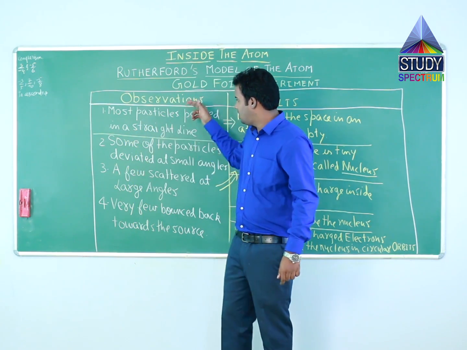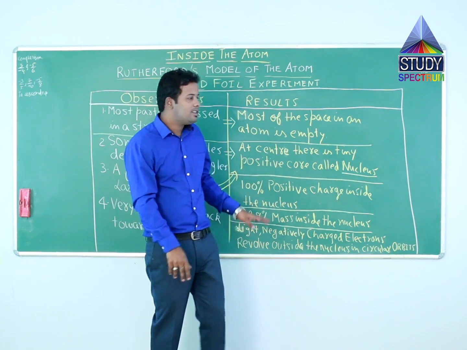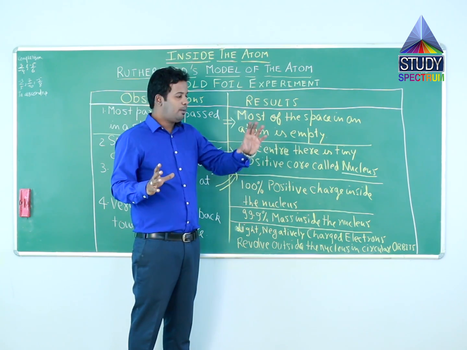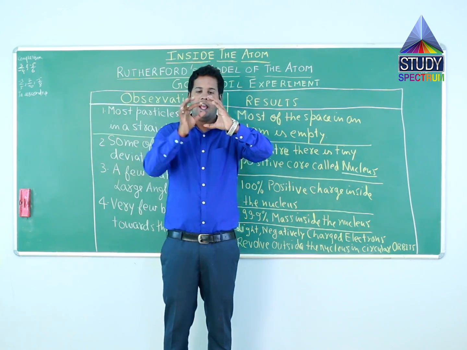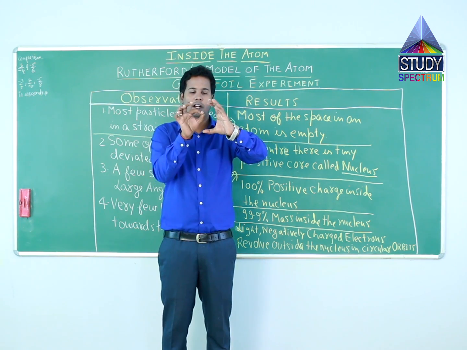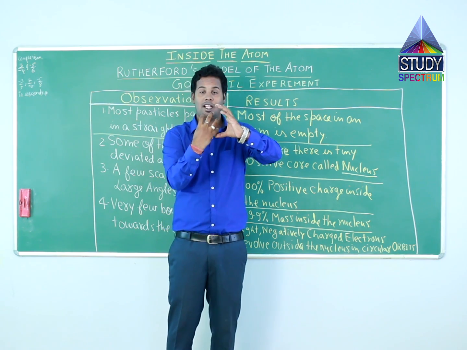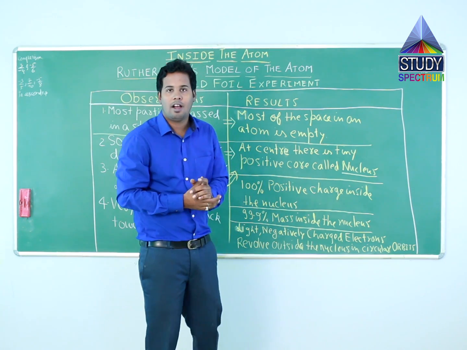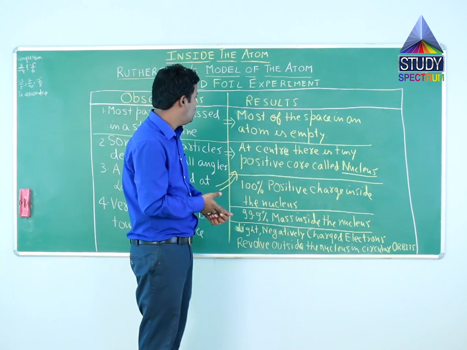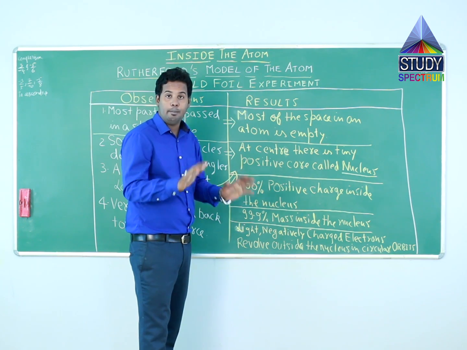Now what were the results he drew on the basis of these observations? Most particles pass in a straight line, what do you understand? Obviously we can say that most of the space in an atom is empty. Suppose this is an atom, and at the center there is some particle placed, which he termed the nucleus, which I will explain later on. So there is a small particle and this is an atom, then most of the space is empty. That is why these alpha particles were traveling in a straight line and most of the scintillations were shown at the center of the zinc sulfide coated screen. So the very first result he wrote was that most of the space in an atom is empty.